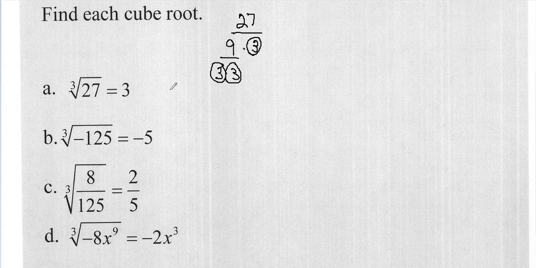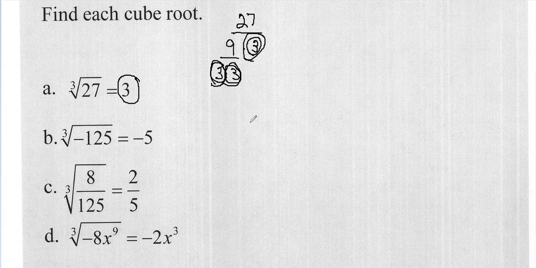So, since the index is 3, for every 3 factors that I have of the same number, I'm going to take 1 out. So here's 3 3's, and I'm taking 1 out, and it's this 3. And that's how we arrive at the cube root of 27.